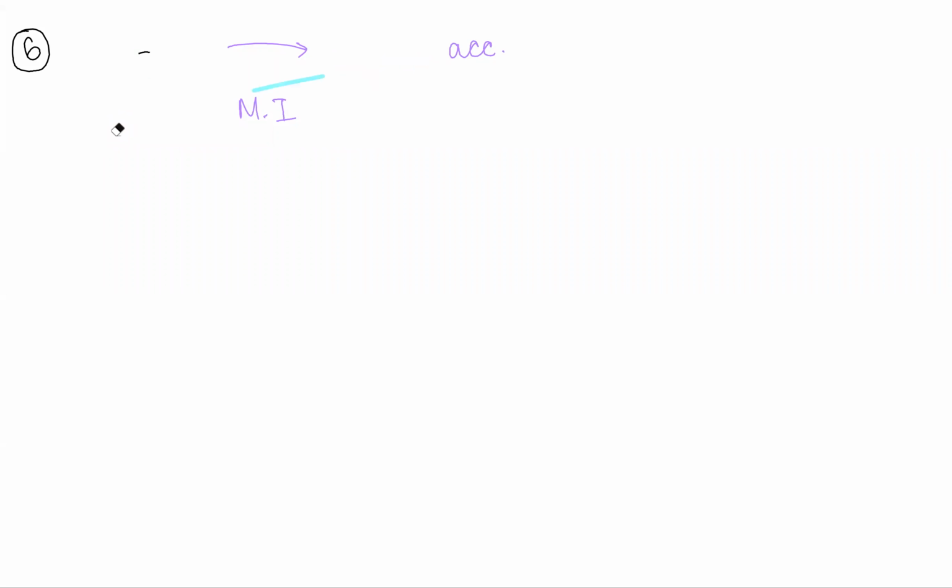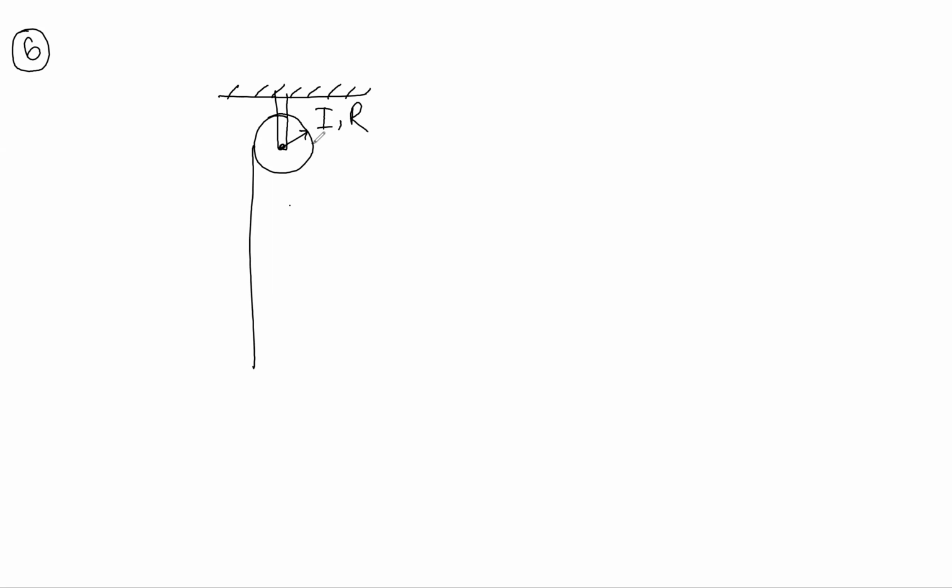Question number 6 says that there are two blocks and there is a pulley, but this pulley now has a mass to it. So there is a pulley. Its moment of inertia is I, and the radius is r. The statement says that this pulley cannot move. So this is I. The radius of the pulley is equal to r. And on both sides, there is a rope. And this mass is m, and that mass is capital M.